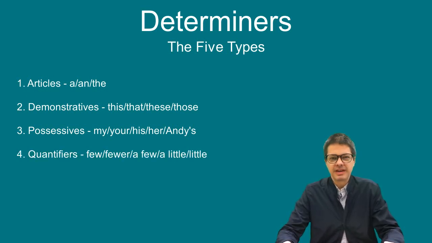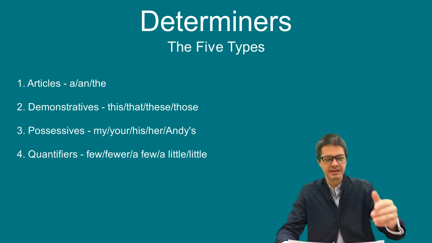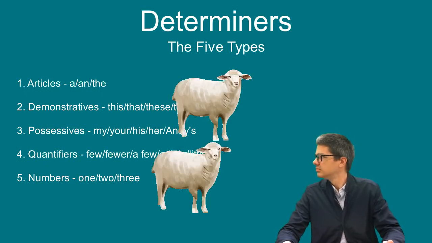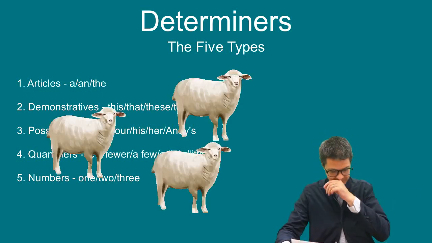We also have quantifiers, which means put a number on something, right? Few, fewer, a few, a little, little. We talked about them before, right? Many, much, something like that. In addition, numbers are a type of determiner. 1, 2, 3, sheep. Are the sheep still here? Sheep are still here. Cool.